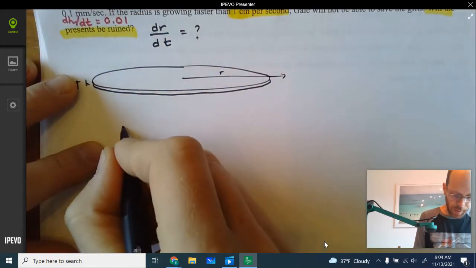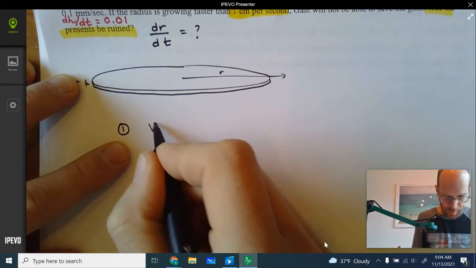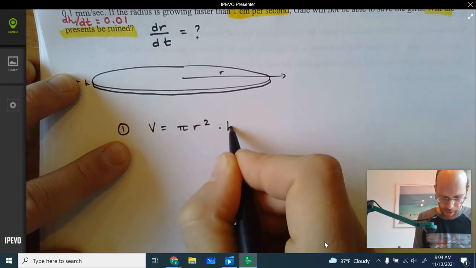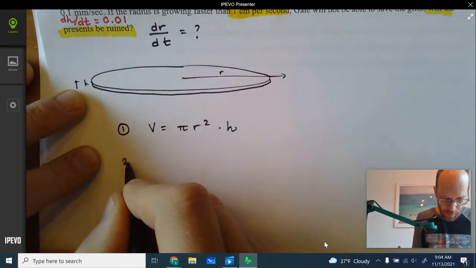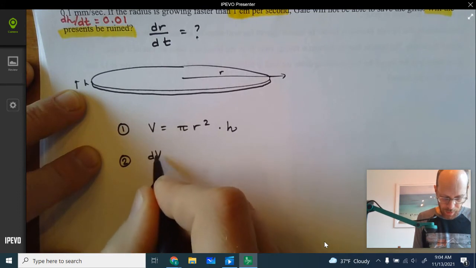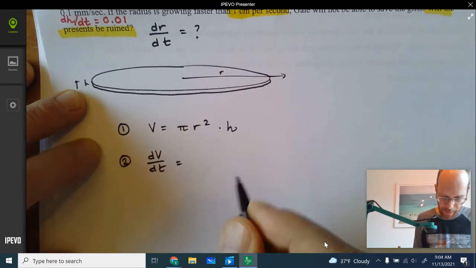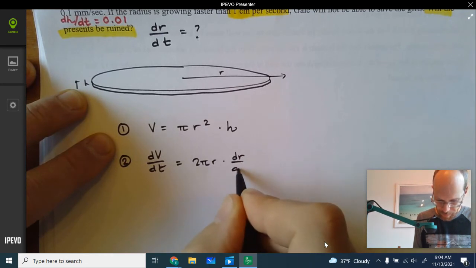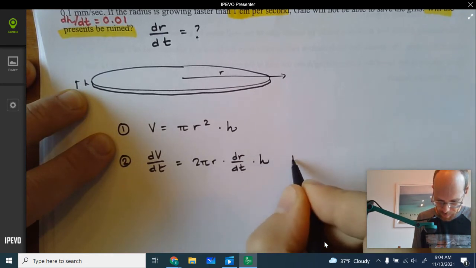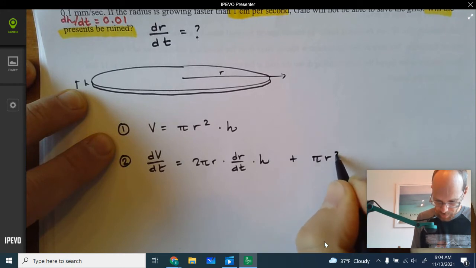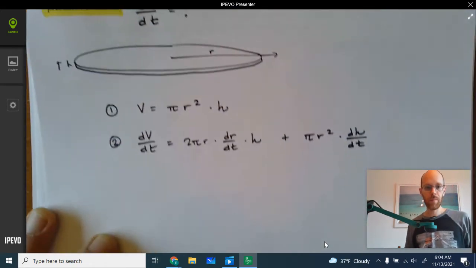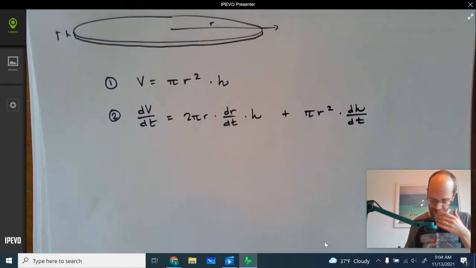Same equation as last problem. Volume is equal to pi times radius squared multiplied by height, which means that this time, when we take the derivative, we're going to get the same thing that we did on the last page. So we got that. And now let's label the pieces.